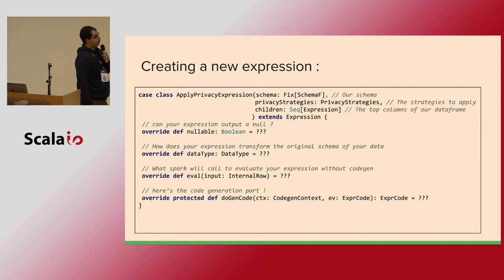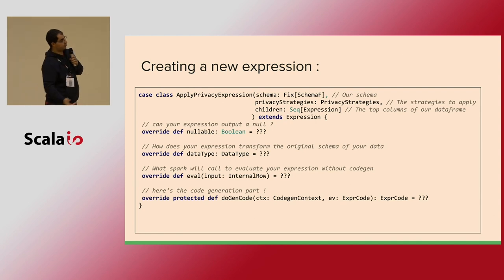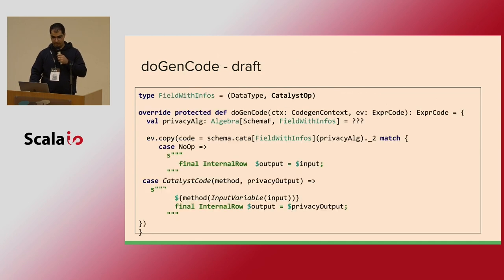Creating a new expression is a bit tedious, but it's quite straightforward. You define if your expression is nullable, you define the expected data type that is going to be outputted, and you define some fallbacks, and then the codegen. I'm going to go a bit quicker, but the whole code is available on GitHub, compiles, and has even some tests to show you that it works.